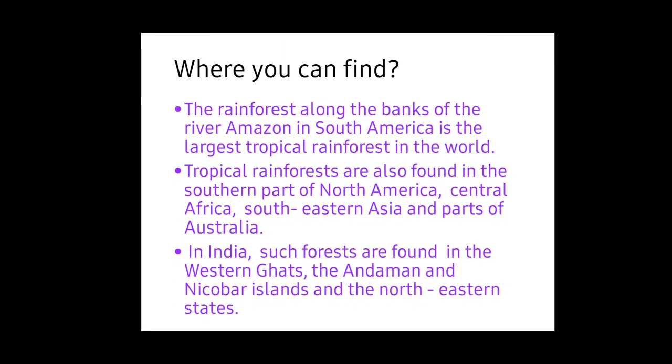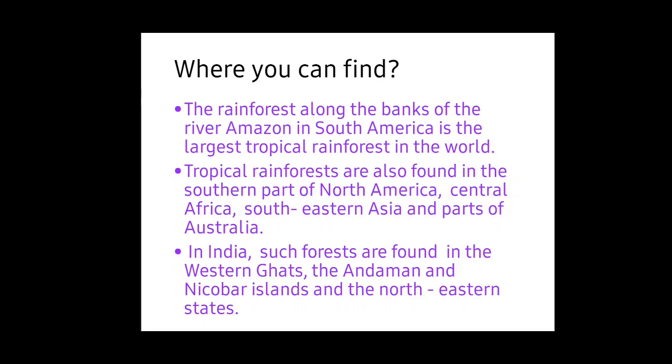So where can we see such a forest? The rainforest along the banks of the river Amazon in South America is the largest tropical rainforest in the world. Tropical rainforests are also found in the southern part of North America, Central Africa, Southeastern Asia, and some parts of Australia. In India, such forests are found in the Western Ghats, the Andaman and Nicobar Islands, and the northeastern states.